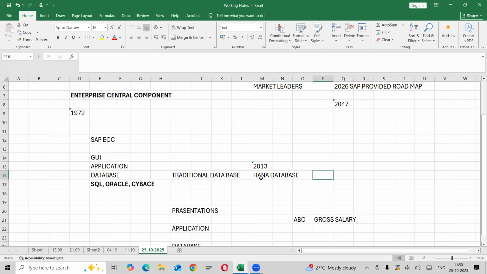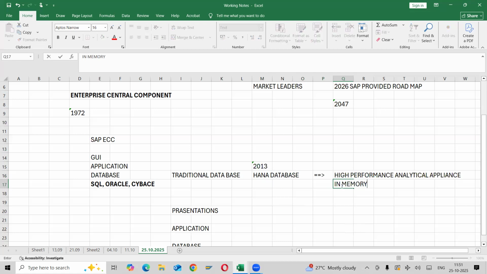HANA is an abbreviation: High Performance Analytical Appliance. Why is it considered high performance? This is not a traditional database, it's the latest database. We call it an in-memory database, the most powerful database in the current era.